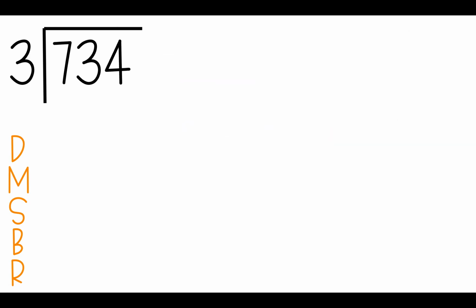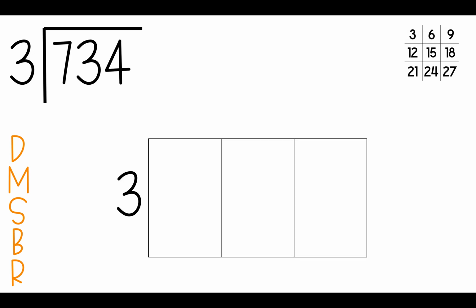Let's try another one. 734 divided by 3. Up first, I'm going to draw a box with 3 smaller boxes in it. I'm going to put a 3 to the side because that's what I'm dividing by. And then I'm going to put a 7 in the top right corner, and then a 3, and then a 4. And I'm going to start by saying 7 divided by 3, or how many times can 3 go into 7? Well, it can go in twice, right?